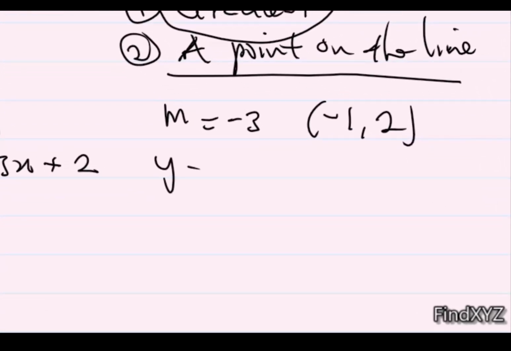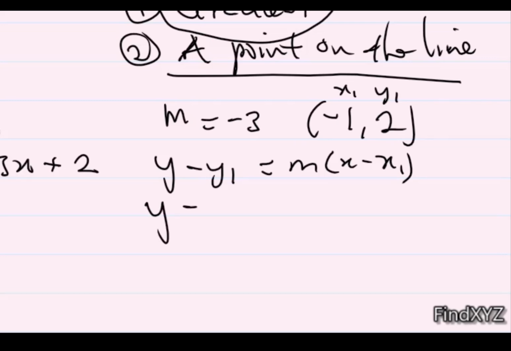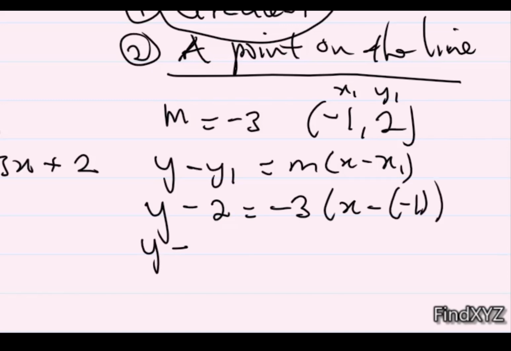Which is y minus y1 is equal to m(x minus x1). So let's label our point as x1, y1. So let's substitute. We have y minus, what is y1? 2 is equal to m, that is negative 3, (x minus, what is x1? That is negative 1). Let's simplify. So we have y minus 2 is equal to negative multiplying negative will be positive. So take note of that.